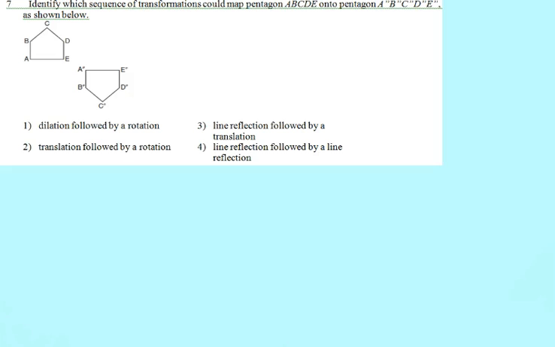Okay, this is the next question that was quite popular to make a mistake in. Identify which sequence of transformations could map this figure onto this figure. So this is about identifying the type of a transformation. And notice the name they give you is in prime notation. So they're not trying to trick you here. It's pretty straightforward, as long as you remember to start with checking the orientation.